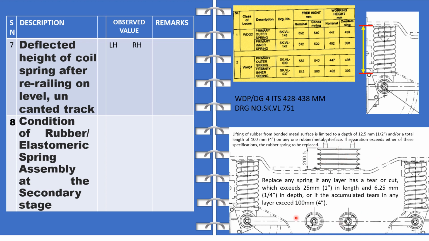Again it is mentioned here, replace any spring if any layer has a tear or a cut which exceeds 25 mm in length and 6.25 mm in depth, or if the accumulated tears in any layer exceed 100 mm. And there is one more parameter: if it has a permanent set of about 10 mm, so if the height is around 190 or 198, then it is liable for rejection.